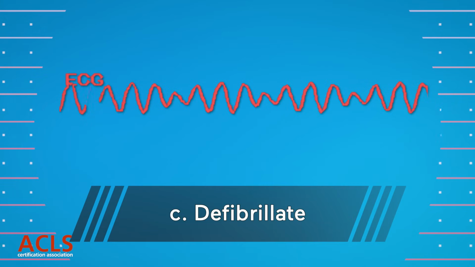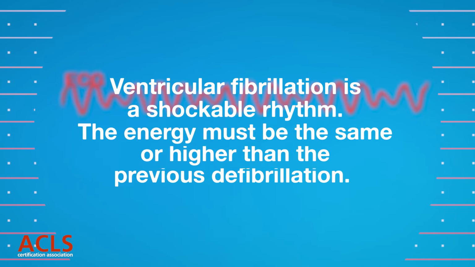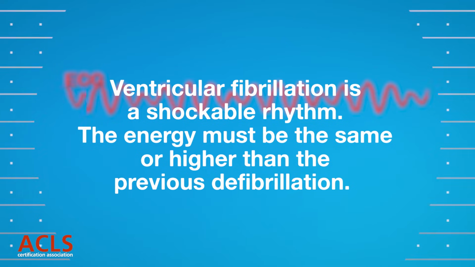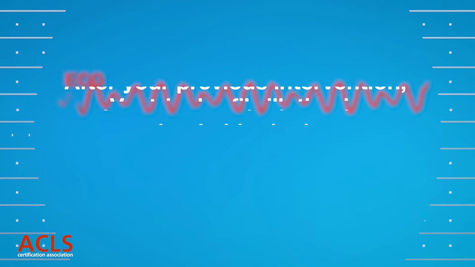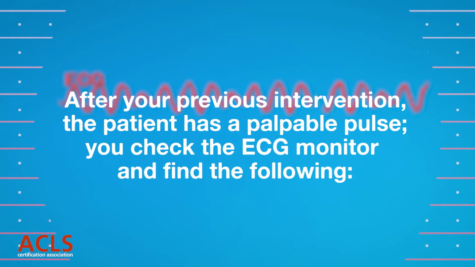Correct answer, C. Defibrillate. Ventricular fibrillation is a shockable rhythm. The energy must be the same or higher than the previous defibrillation. After your previous intervention, the patient has a palpable pulse. You check the ECG monitor and find the following.